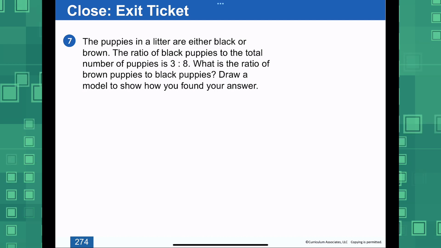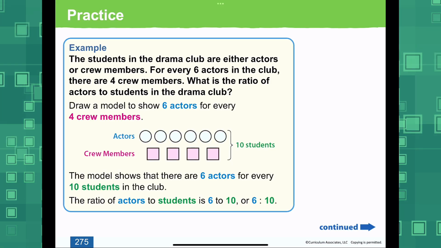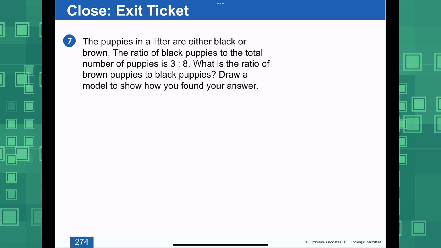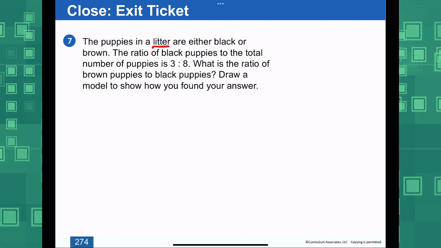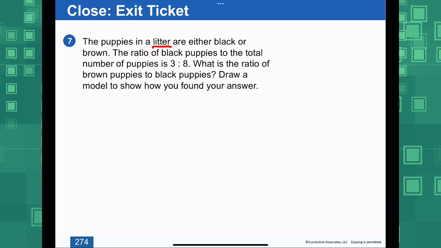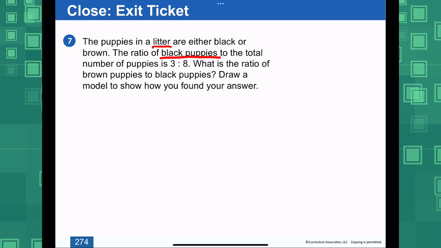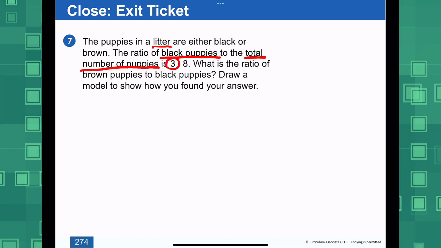All right, all this says is an exit ticket. I also have some practice for you afterward. But the exit ticket here says the puppies in a litter are either black or brown. The ratio of black puppies to the total number of puppies is 3 to 8.